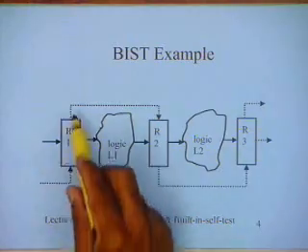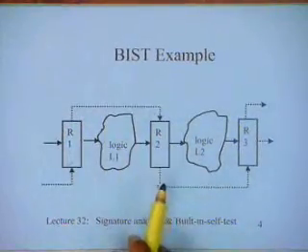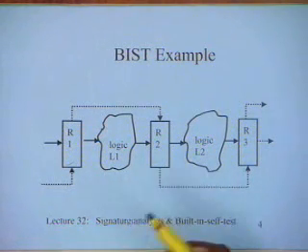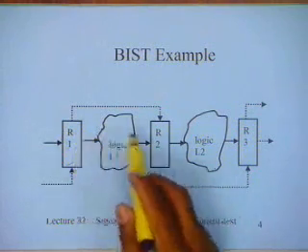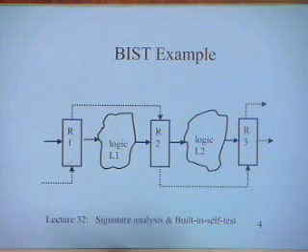Apart from that, I also need this scan path. The reason the scan path is required is for getting the signature out and also getting the seed in. So you have to put the seed in and you have to get the signature out. Now let us talk about what each of these registers do.